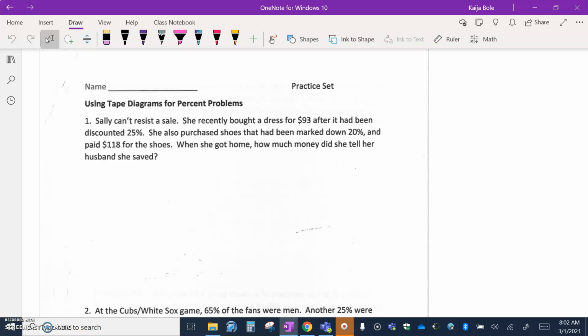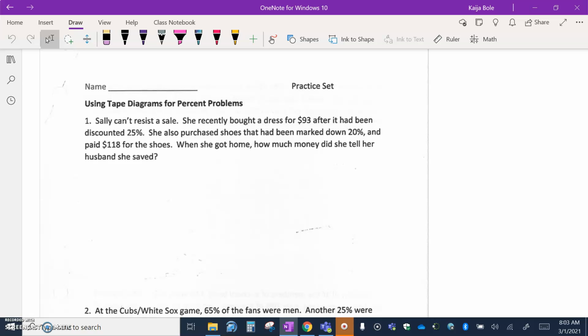So number 1 says Sally can't resist a sale. She recently bought a dress for $93 after it had been discounted 25%. She also purchased shoes that had been marked down 20% and paid $118 for the shoes. Those are expensive. Oh, that's not a good sale in my mind. When she got home, how much money did she tell her husband she saved?